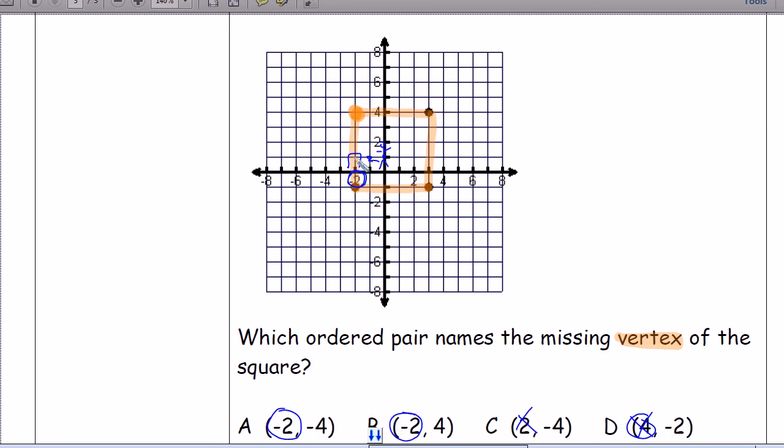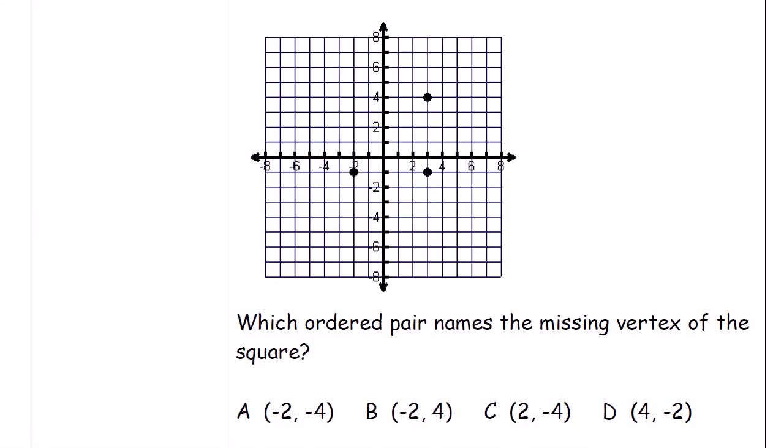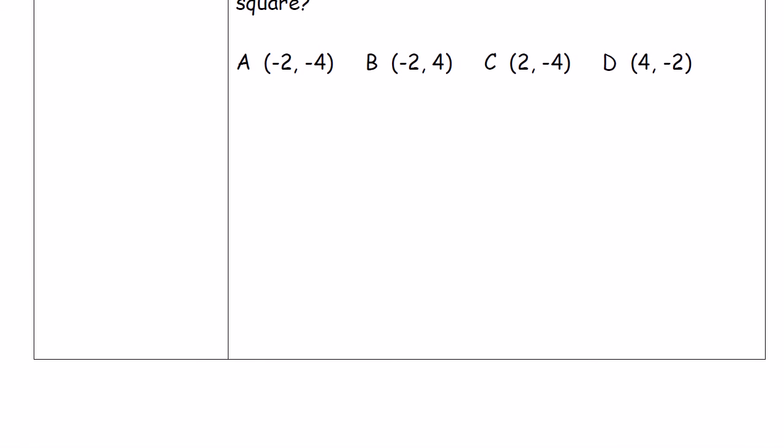Now we're going to have to go up 1, 2, 3, 4 units. So that's going to be a positive 4. So it's not going to be negative, so that means that B is going to be the answer choice that we need. Okay, that's that application problem. And that's it. That's all we have.